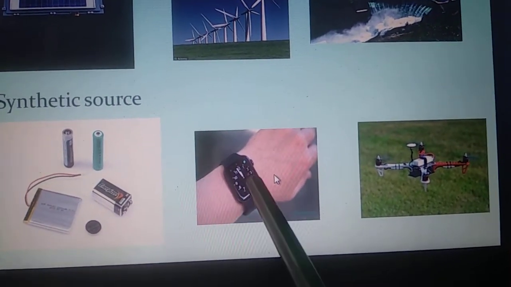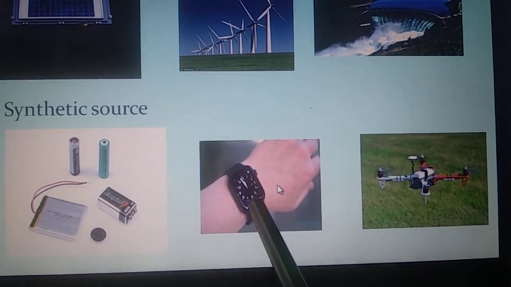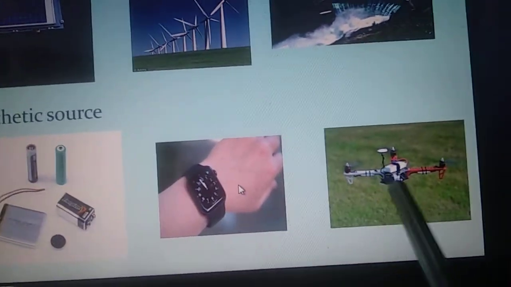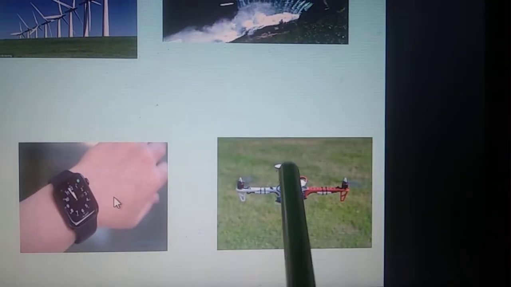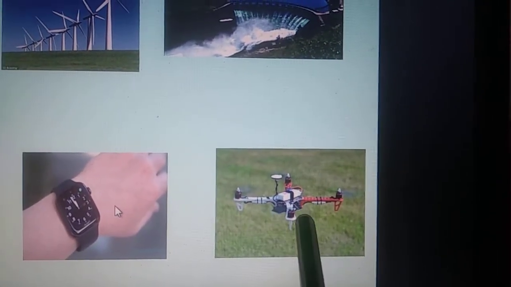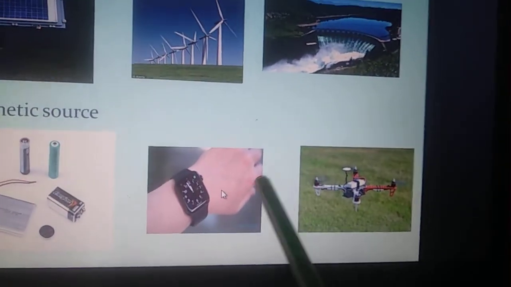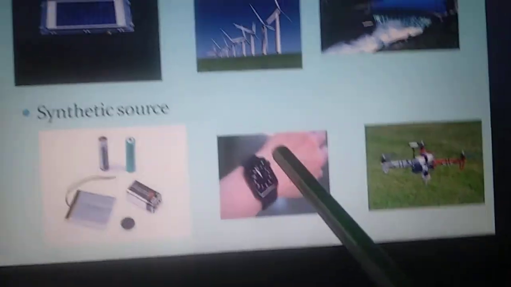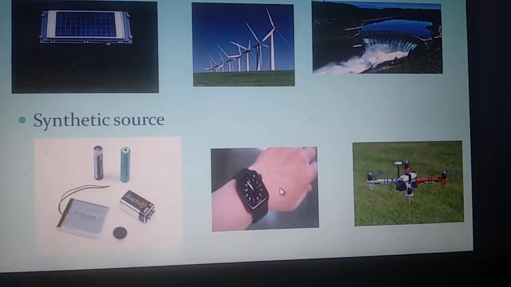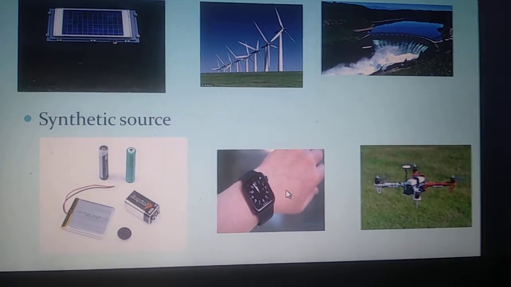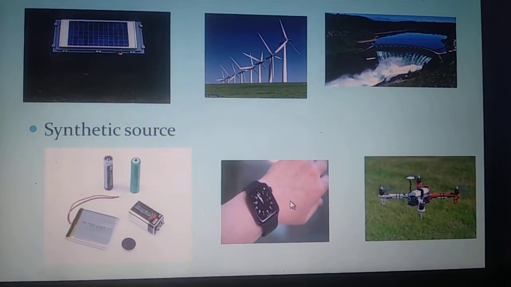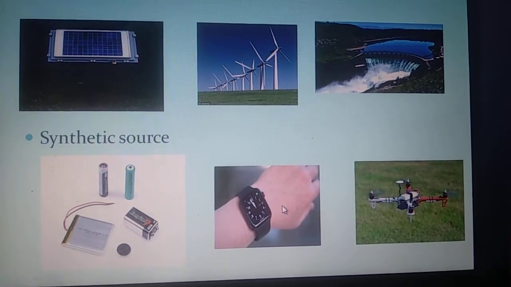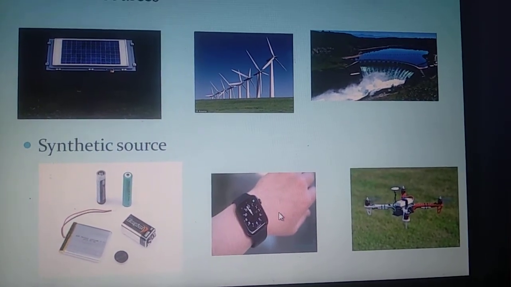Here we have a watch. A button cell is used here for the functioning of the watch. I have a picture of a drone here. Inside the drone also, a battery is used to make the drone work. Fine. We have calculators and toy cars, and otherwise also, in the simple watches that we hang on our walls, there are so many places where this synthetic source, that is the battery, is used to generate energy.